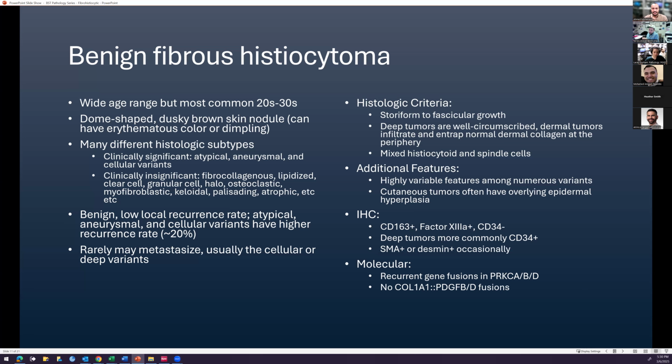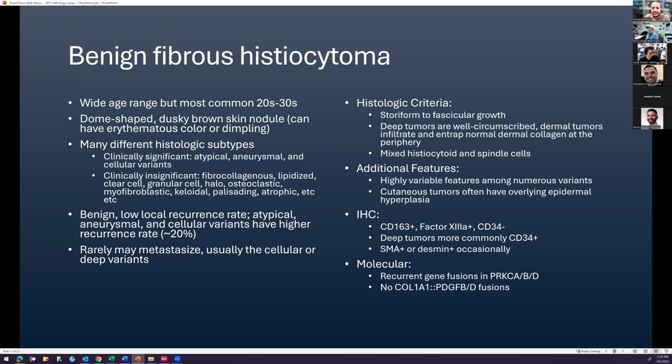All right, so stains. To be honest, I find stains not that useful for fibrous histiocytoma. I know our dermatopathologists like Factor 13. It's kind of an annoying stain to interpret, but generally these will be positive for histiocyte markers and Factor 13, and usually negative for CD34. Deep fibrous histiocytomas, though, tend to be positive for CD34 more often. And SMA and desmin are actually pretty commonly positive in fibrous histiocytoma, so don't get fooled into thinking leiomyosarcoma or something.